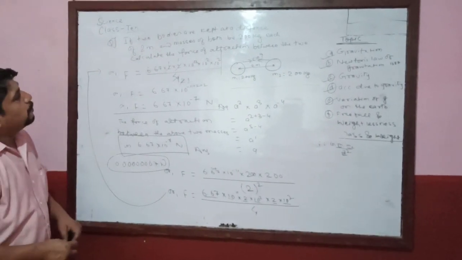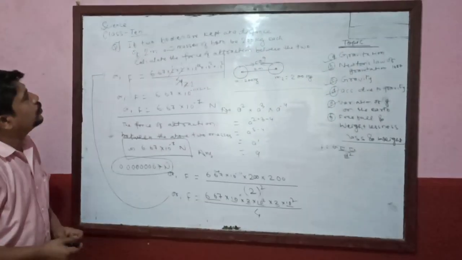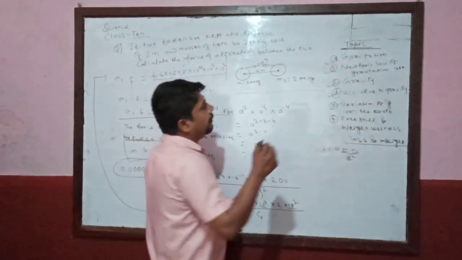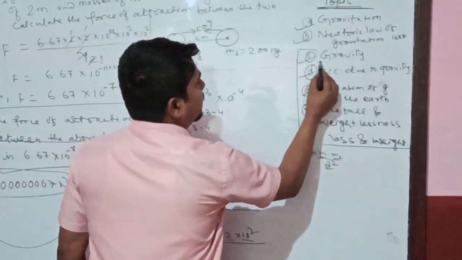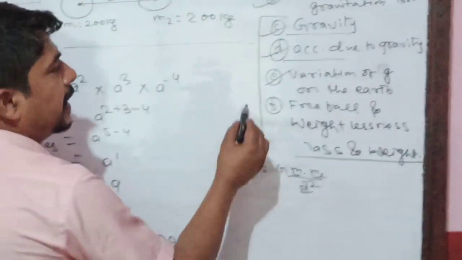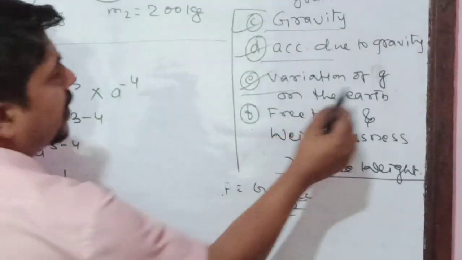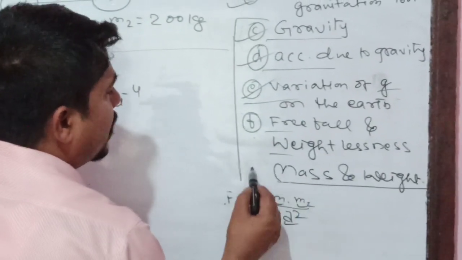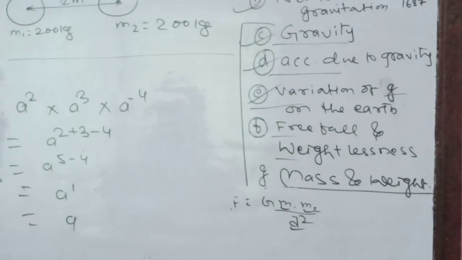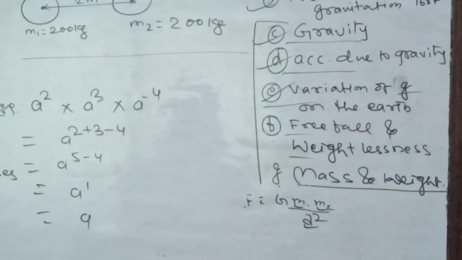So for today, this will be the end of today's chapter. We will be reading our remaining section. What is out there? Gravity, acceleration due to gravity, variation of g on the Earth, free fall, weightlessness, and we will also discuss mass and weight in our next class. Thank you.